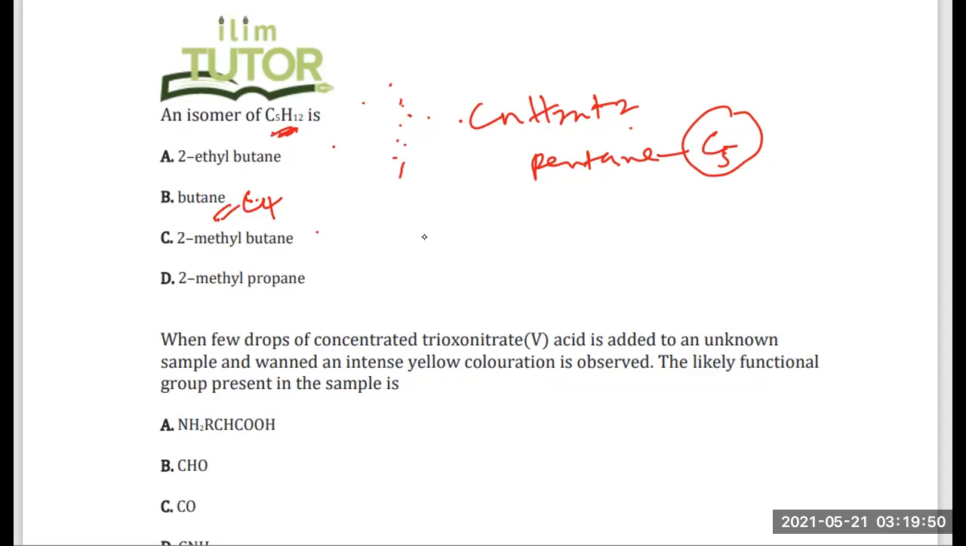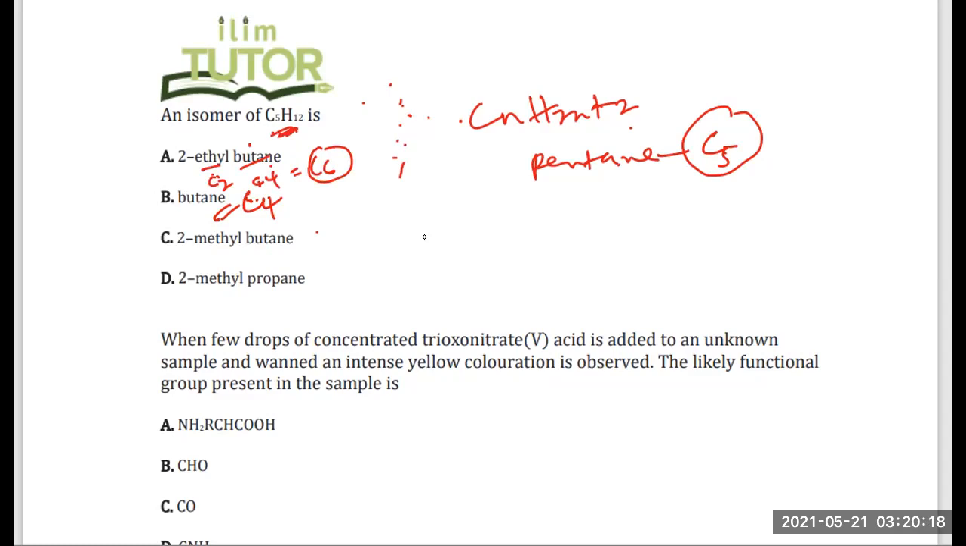Okay, let's look at option A, 2-ethyl. Ethyl has 2 carbon. Butane has 4 carbon. So the total of the carbon here is 6. Since we expect that isomers will have the same molecular formula but only different structure, we are going to focus on the molecular formula. We expect something that will have a C5H12.